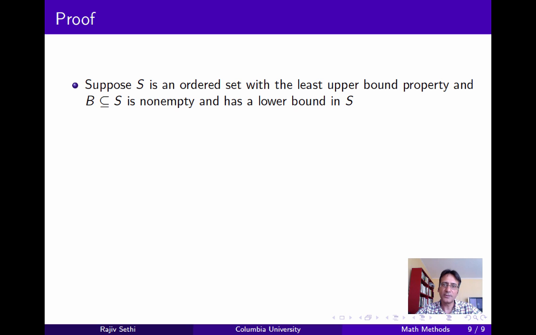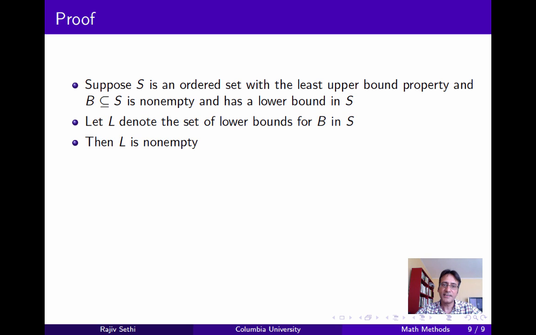Now suppose S is an ordered set with the least upper bound property, and B is a subset of S that's non-empty and has a lower bound in S. And the goal is to show that B has a greatest lower bound in S. Let L denote the set of lower bounds for B in S. And this set is non-empty because B is bounded below, so L has at least one element.